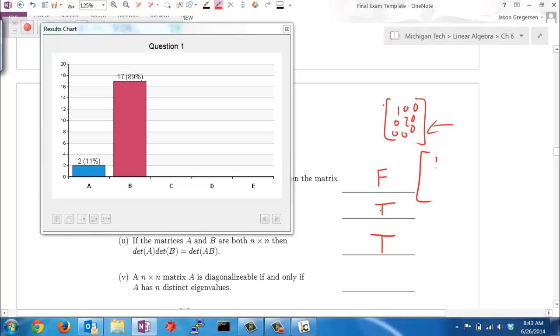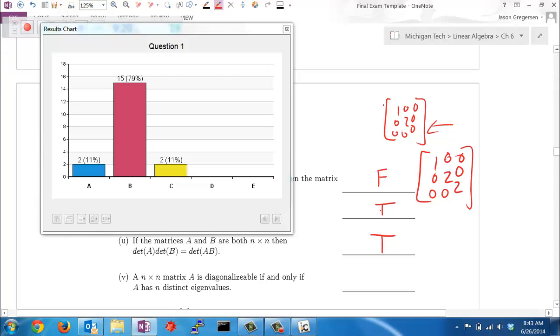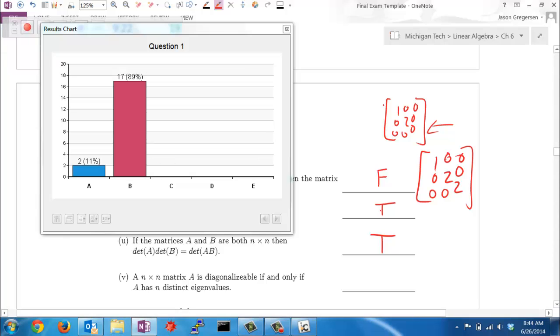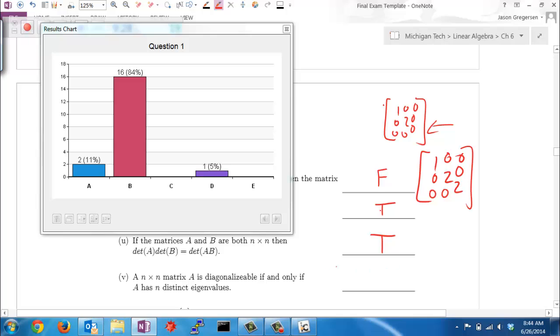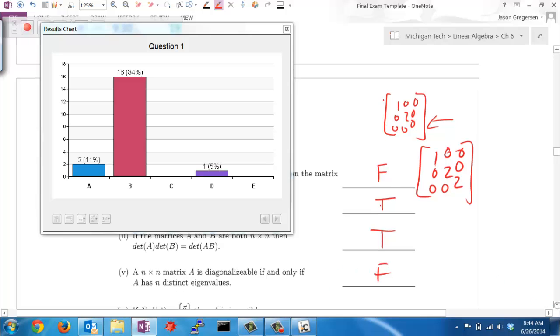The question is, what happens when I have repeated values? Well, clearly here we can say that this one is diagonalizable because it's diagonal. So sometimes you can, but sometimes you can't. So if they are distinct, then you can diagonalize it. But when they're not distinct, sometimes you can and sometimes you can't. So this doesn't go both ways here. This one's false.